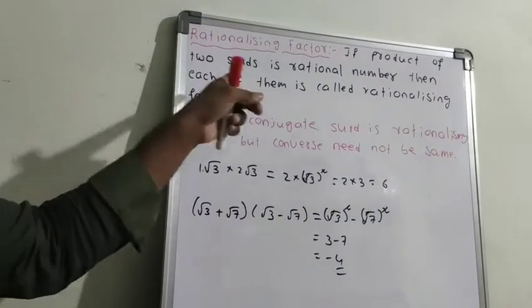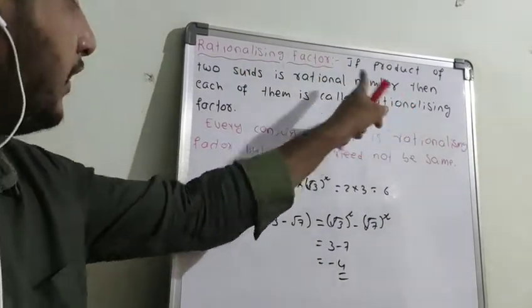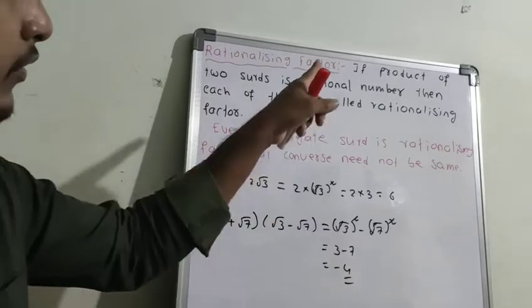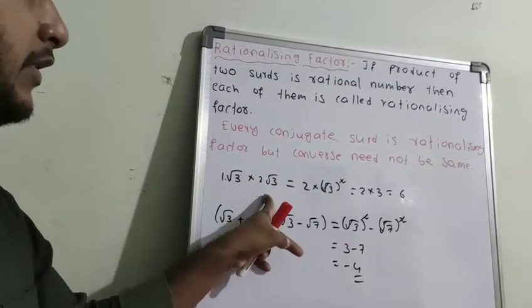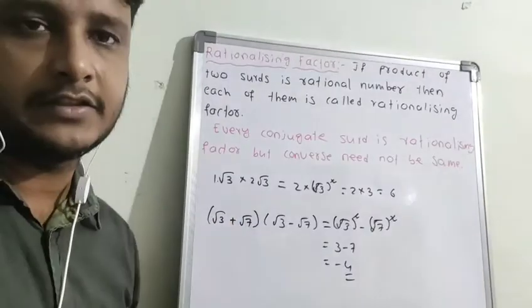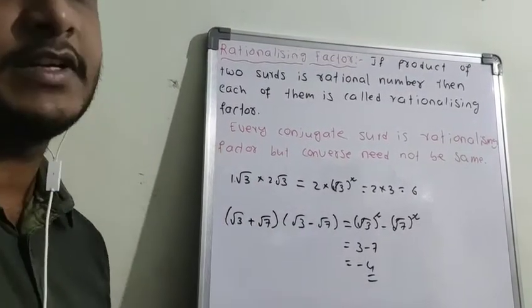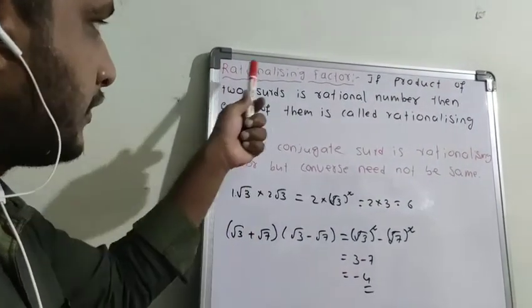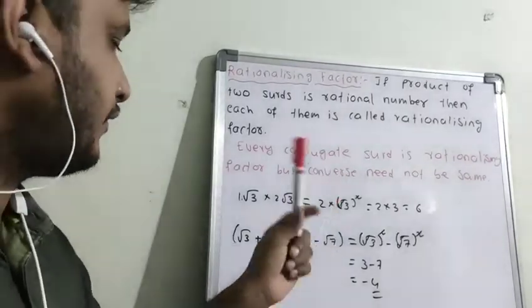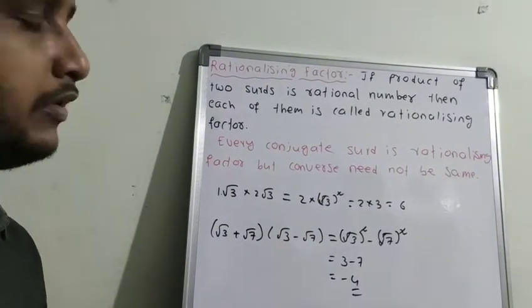So the product of two surds is a rational number, then each of them is called a rationalizing factor. For root 3, not only 2 root 3, you can multiply 3 root 3, 4 root 3, 5 root 3, 6 root 3, 7 root 3, infinite multiples of root 3, so that you will get a rational number. So the rationalizing factor is not unique, we have infinite. And for these types of surds, conjugates are called rationalizing factors.